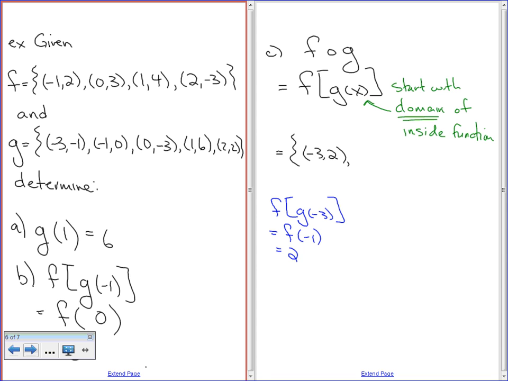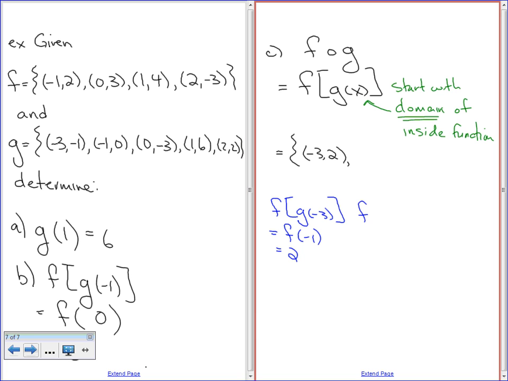So I've used that, now I go to the next x value. And again, I'm starting with the g function. That's the most important thing. You start with the inside function, not the outside function. So now I have to do it for -1. So f of g at -1. g at -1 is 0. f at 0 is 3. So I started with -1, and I got 3 as an answer.